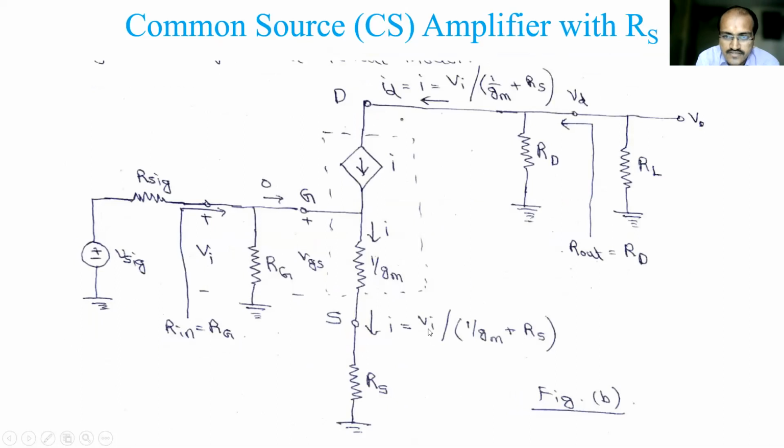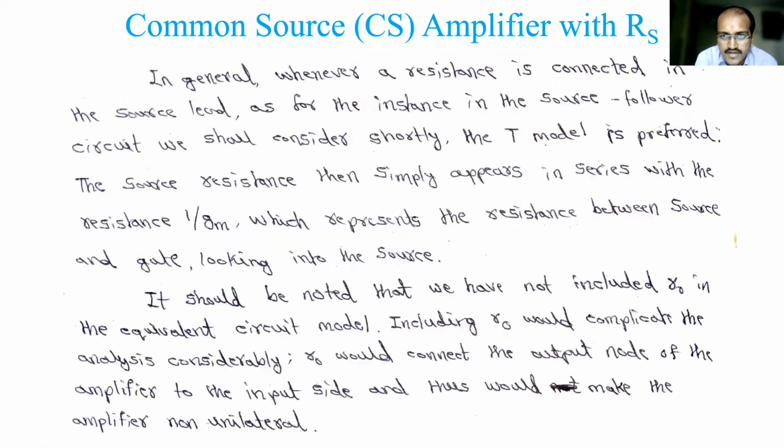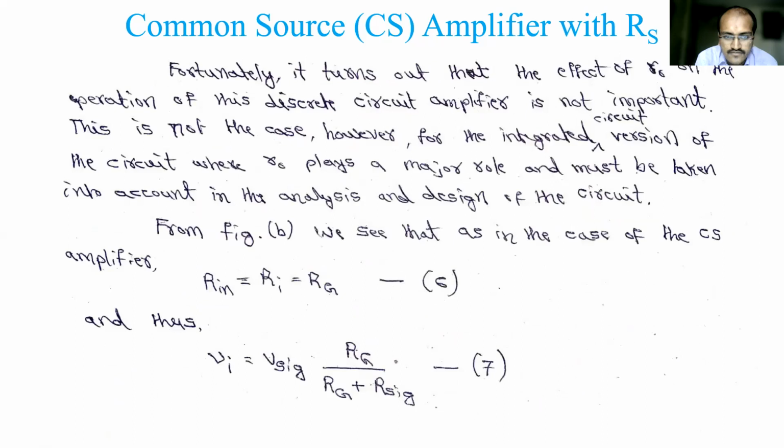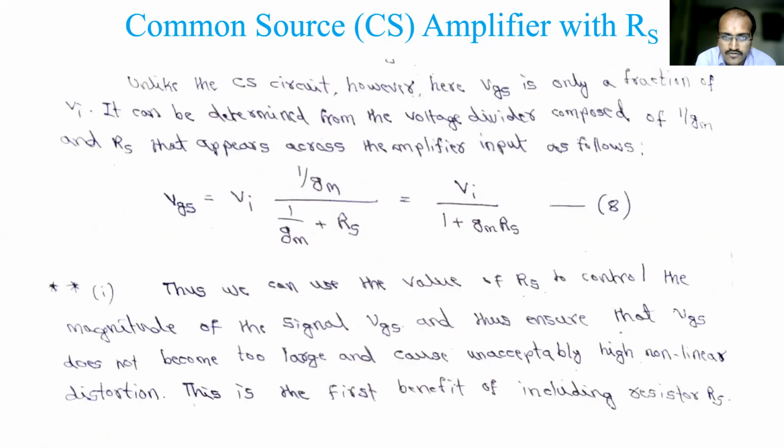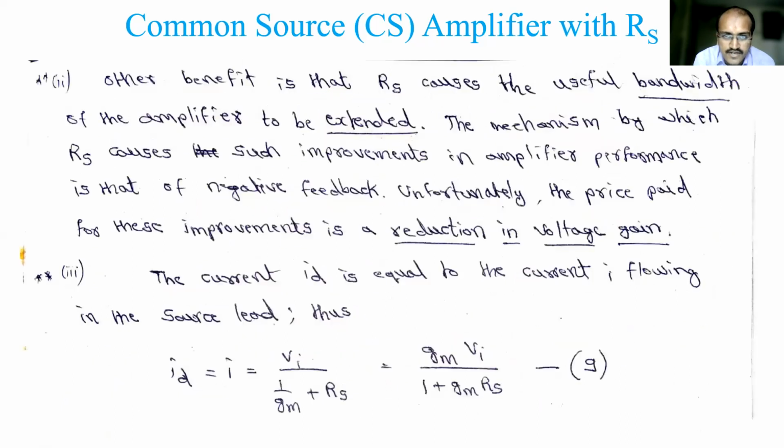And this is the Vi. So now VGS is not directly equal to Vi. It is a fraction of Vi, because 1 by GM and RS both are sharing the same voltage. That's how the analysis started. Vi and V signal are the same. We took Vi using the voltage divider rule with 1 by GM plus RS. From that you got this. Directly we considered the drain current.